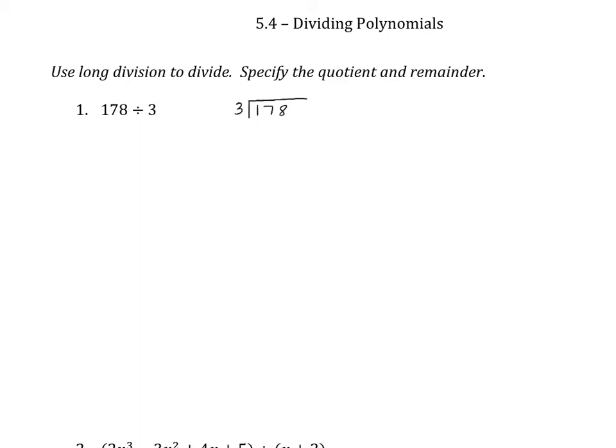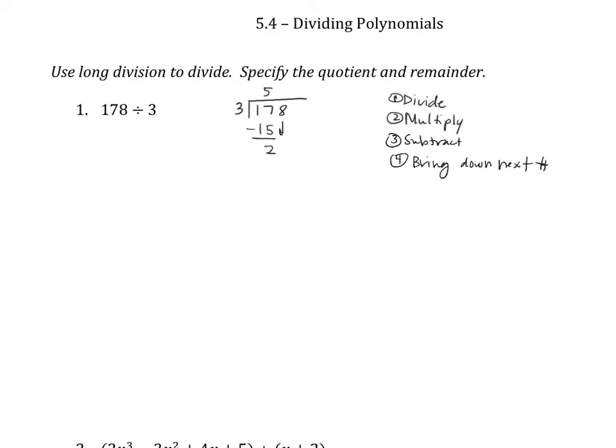You start by trying to divide 3 into 1. That doesn't go, so you look at the next one, 3 into 17. And you know 3 goes into 17 5 times. So first you divide. Then the next thing you do is you multiply. So you multiply 5 times 3, you get 15. And then you subtract. So 17 minus 15 is 2. And then you bring down the next number. So we're going to bring down the 8.